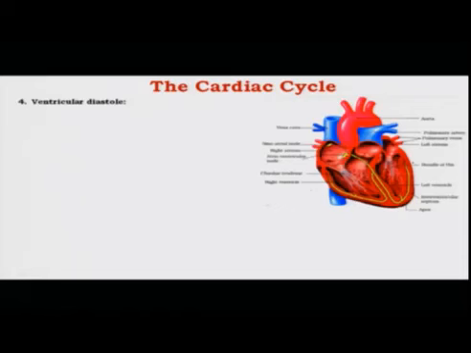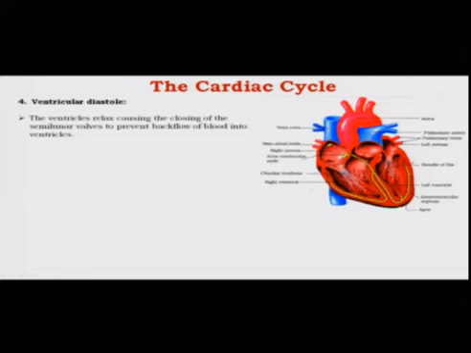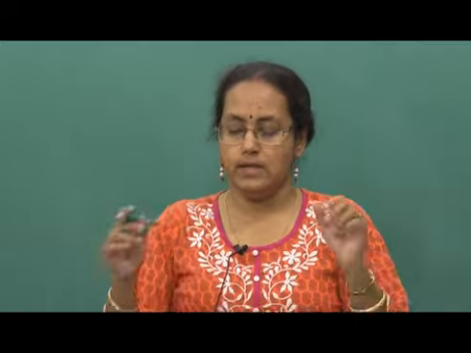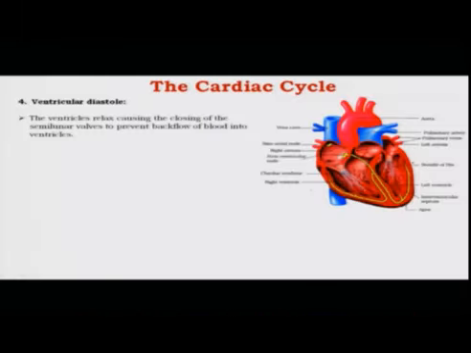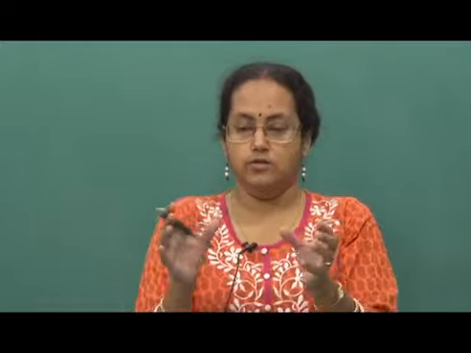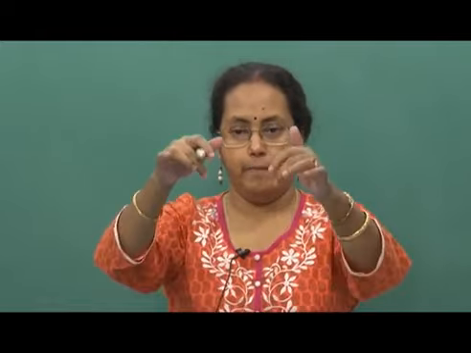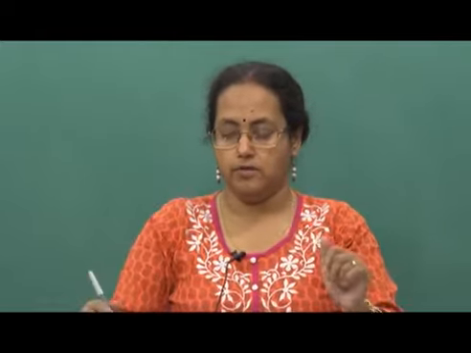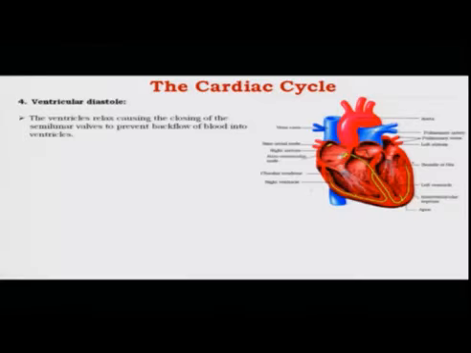Then comes the final stage, which is called the ventricular diastole. The ventricular diastole happens when the ventricles are in a relaxed state. So, now the ventricles will go through a stage of relaxation. Before this begins, the semilunar valves will close, so that whatever blood has been pushed into the pulmonary artery and the aorta during the contraction of the ventricles cannot come back into the ventricles again. So, once they have gone out, they are out.